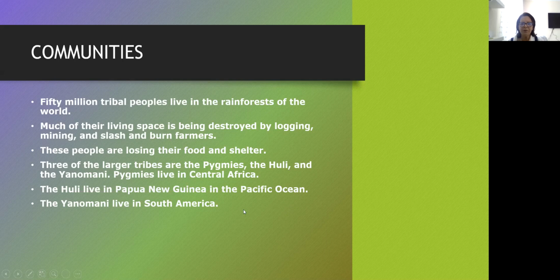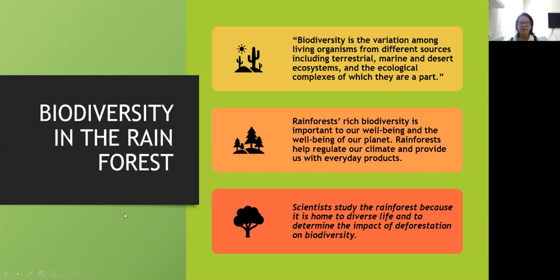Communities: what type of people live there? What type of animals live there? What type of plants do we have, and what communities do we have in the rainforest? 50 million tribal people live in rainforests. So that's a lot of people, okay? We also mentioned the specific tribes here: the Pygmies, the Yanomamis, and the Holis. Where are they? What part of the earth do they live in?